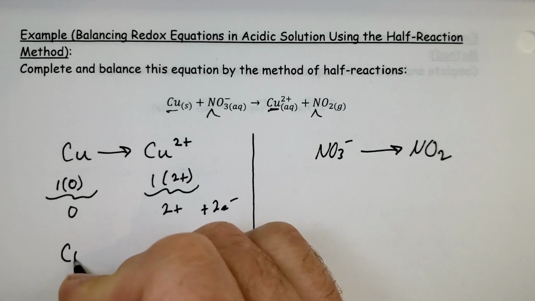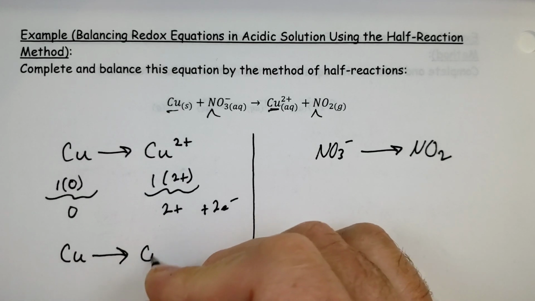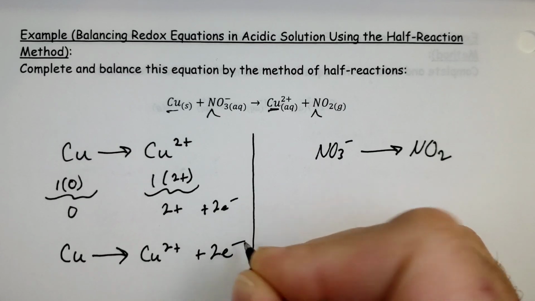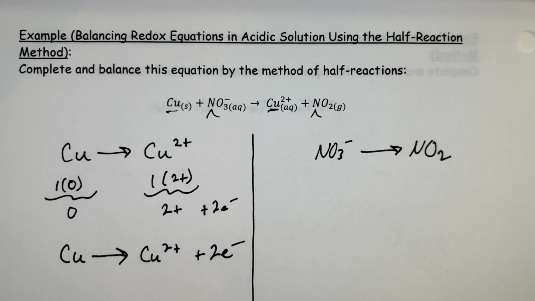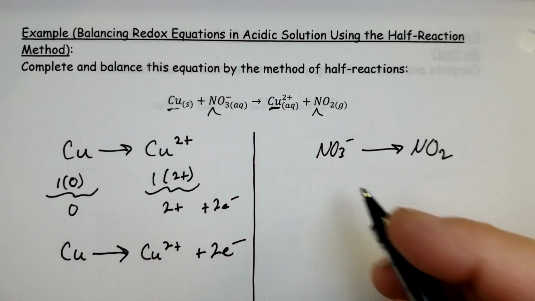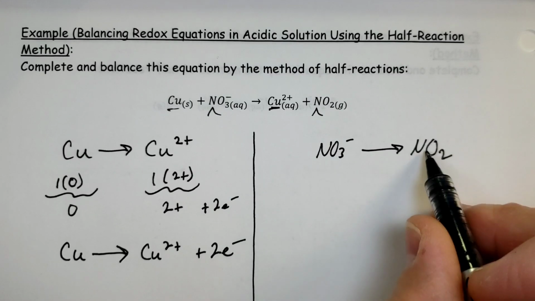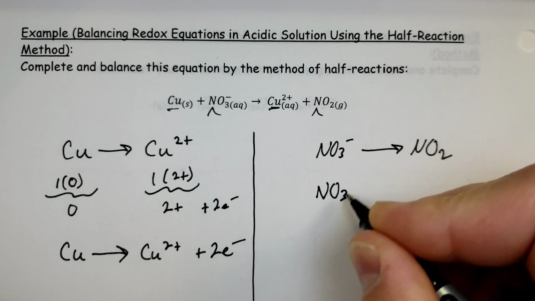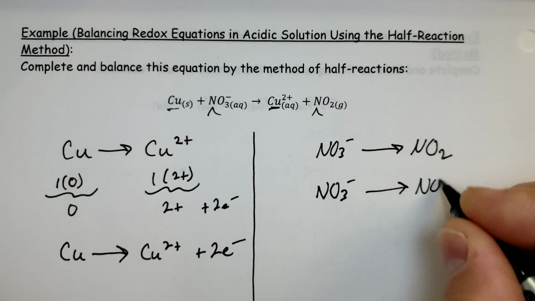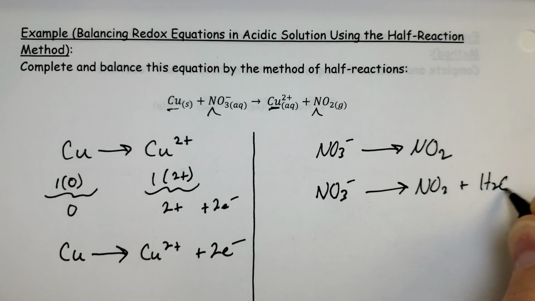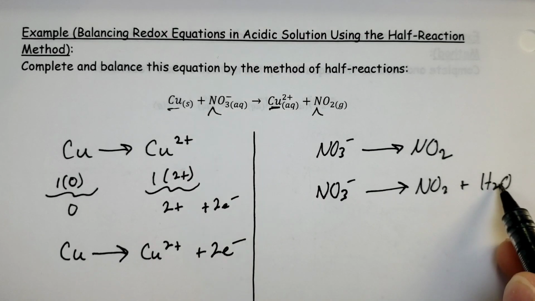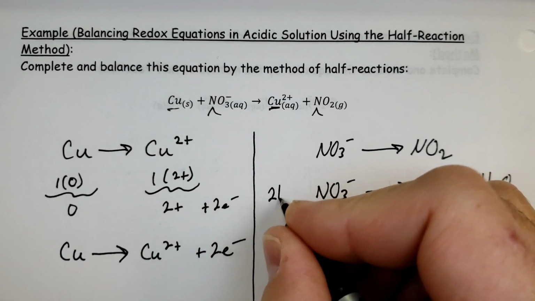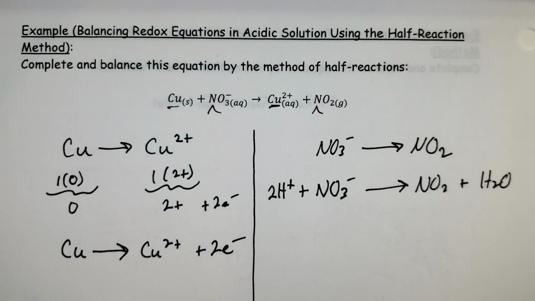So the overall equation is going to be this. Copper turning into copper 2 plus and releasing 2 electrons. So that's the oxidation part of it, as you can see. Over here, one N and one N, so we have the N's balanced, but we're short on oxygens on the right, so I make up for that by adding water. So 3 oxygens, 2 plus 1, 3 oxygens, but of course in the process I've added 2 hydrogens, so I have to add 2 hydrogens there.